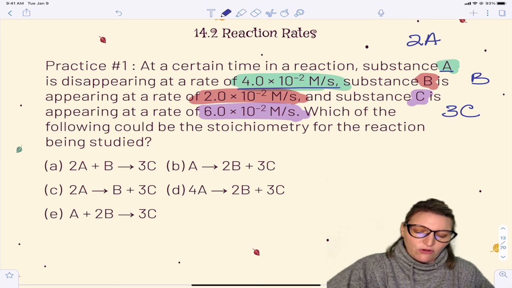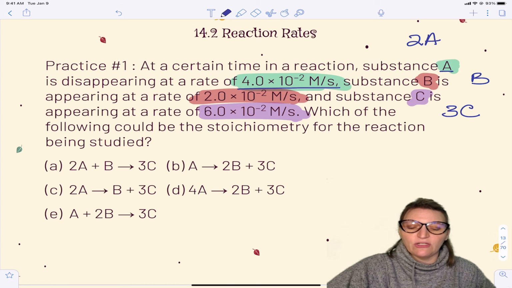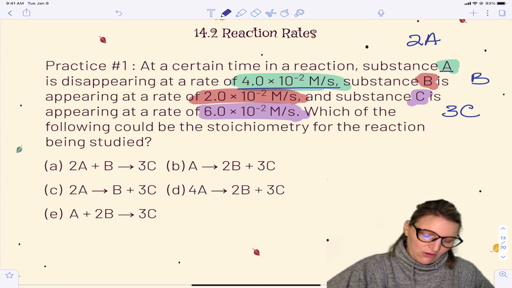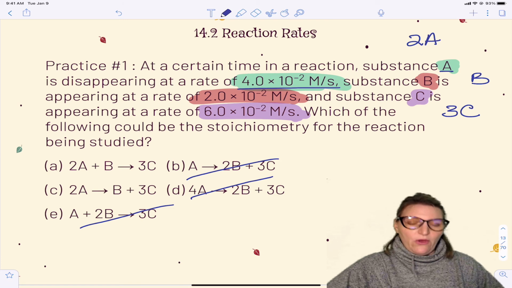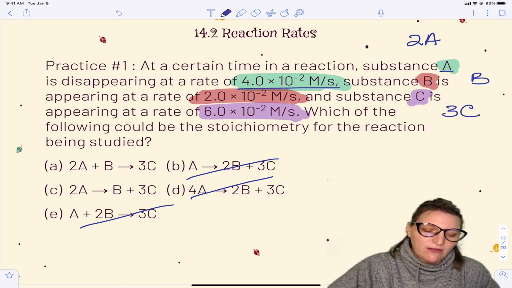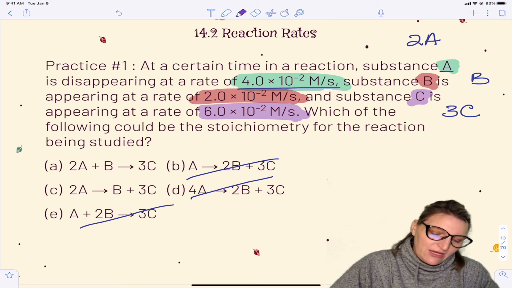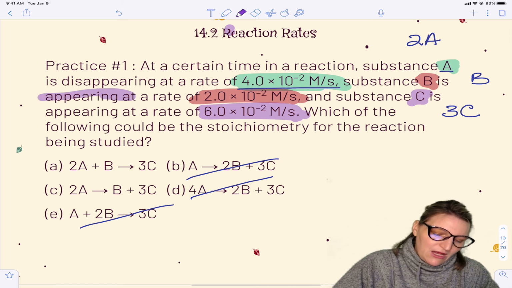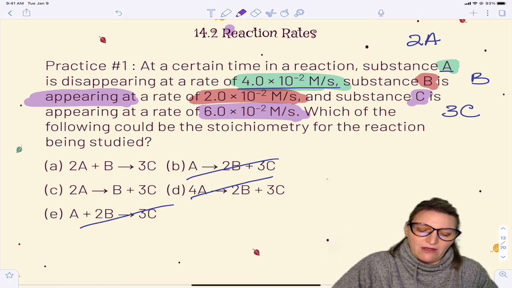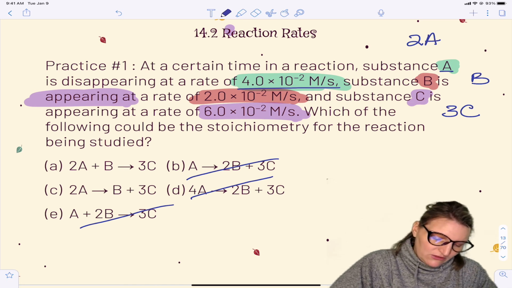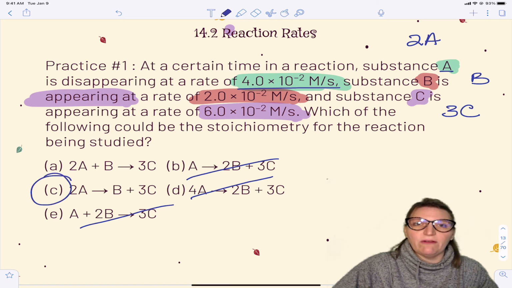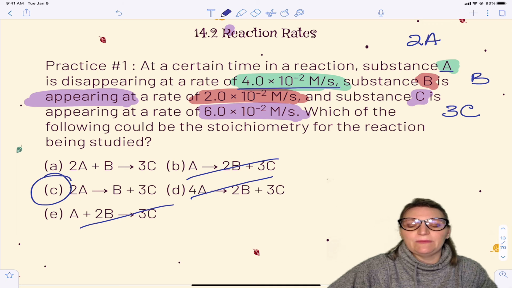Which of the following could be the stoichiometry for the reaction? So I look at the reaction where A is 2, B is 1, and C is 3. And I get that it could be A or C. So now I look a little bit more, and I see that B is appearing at a rate of 2.0. So what does that mean? That means B must be a product. And so that's how I can figure out that the right answer there is C.